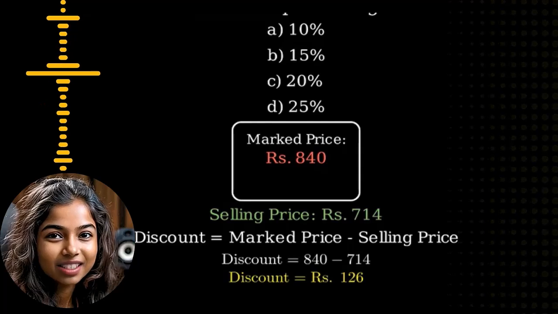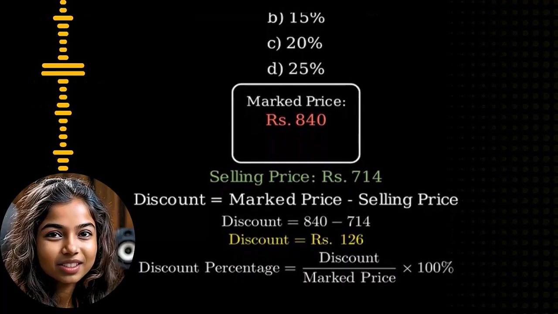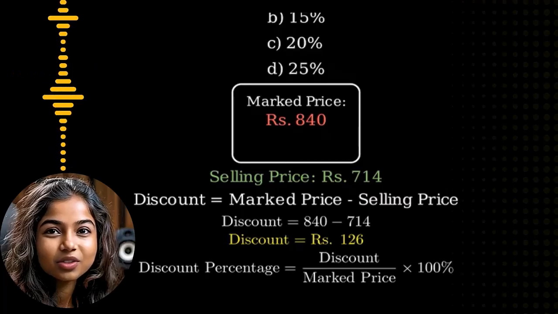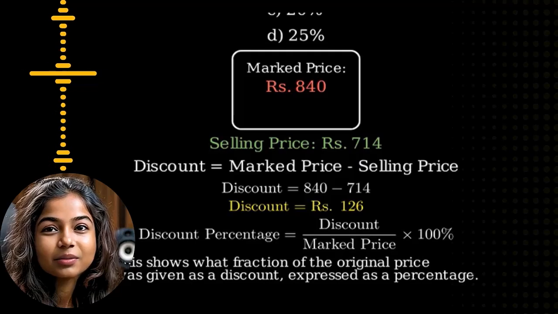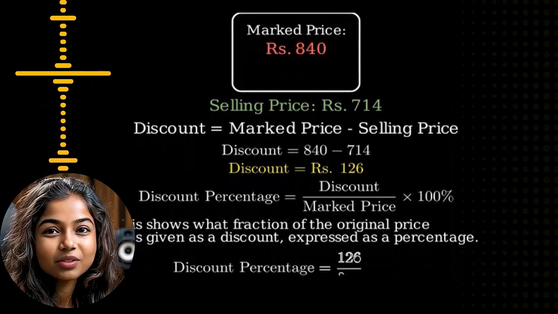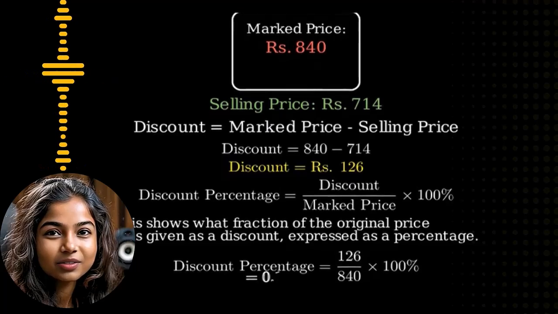Now, to find the discount percentage, we need to divide the discount amount by the marked price and multiply by 100. This gives us the percentage of the original price that was taken off as a discount. Let's plug in our numbers. We'll take our discount of 126 rupees, divide it by the marked price of 840 rupees, and multiply by 100.